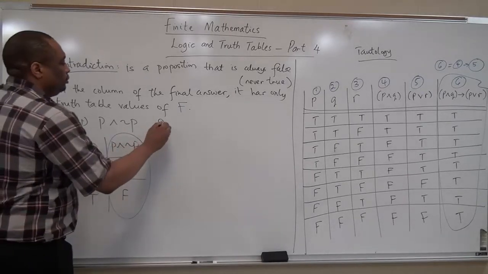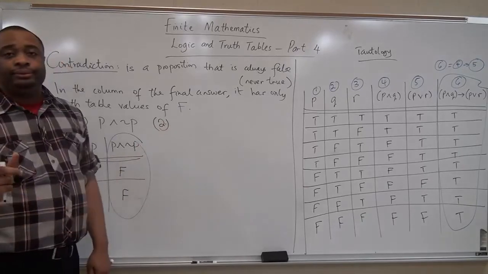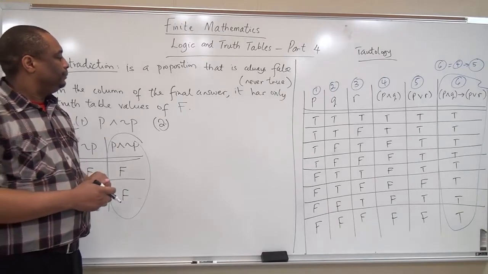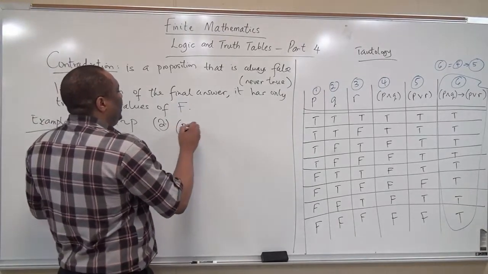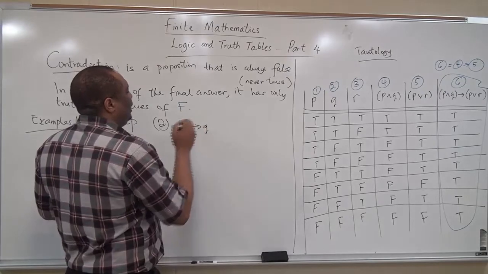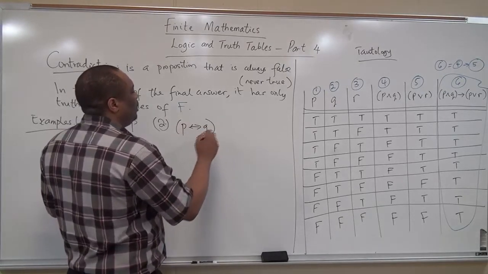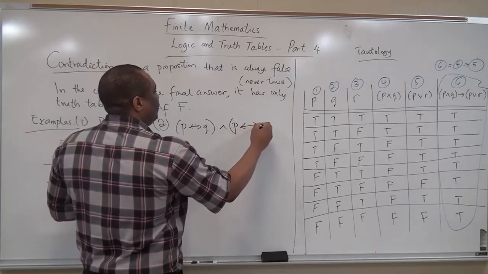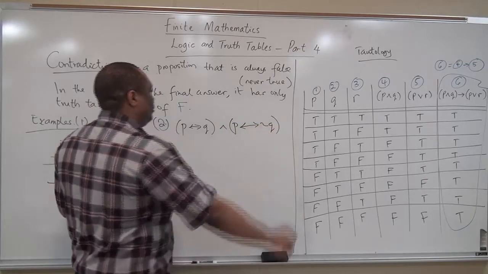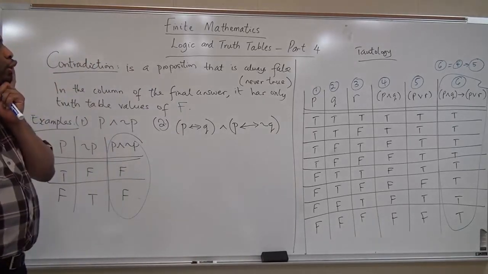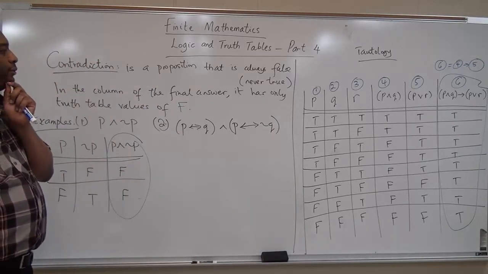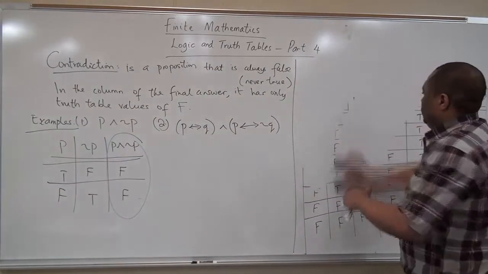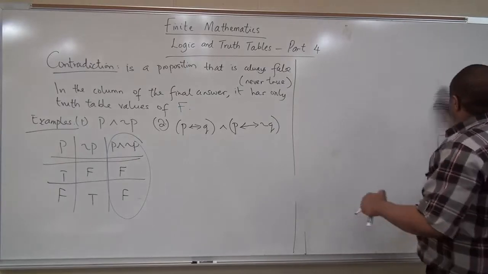Then number 2, let's look at another example so that we do more truth tables as we're doing this. P implies Q, P if and only if Q, and P if and only if not Q. P if and only if Q, and P if and only if not Q. All right, let's see what this will give us.